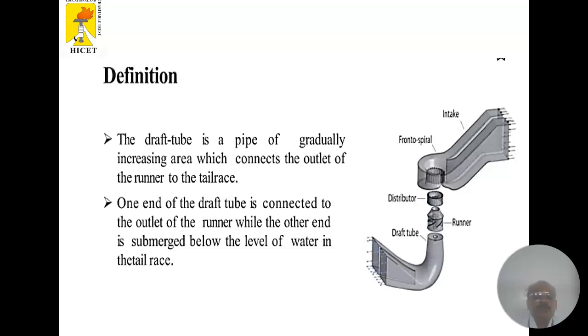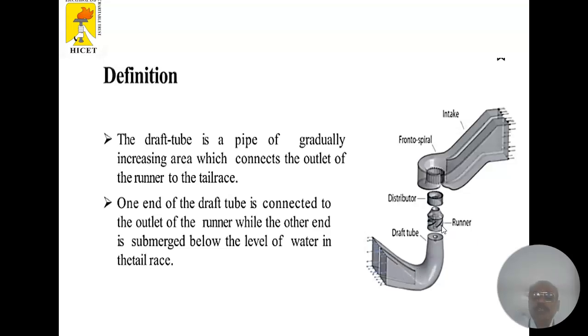It is a pipe of gradually increasing area which connects the outlet of the runner to the tail race. So these are the various parts. One end of the draft tube is connected to the outlet of the runner, while the other end is submerged below the level of water in the tail race. So this is a draft tube.